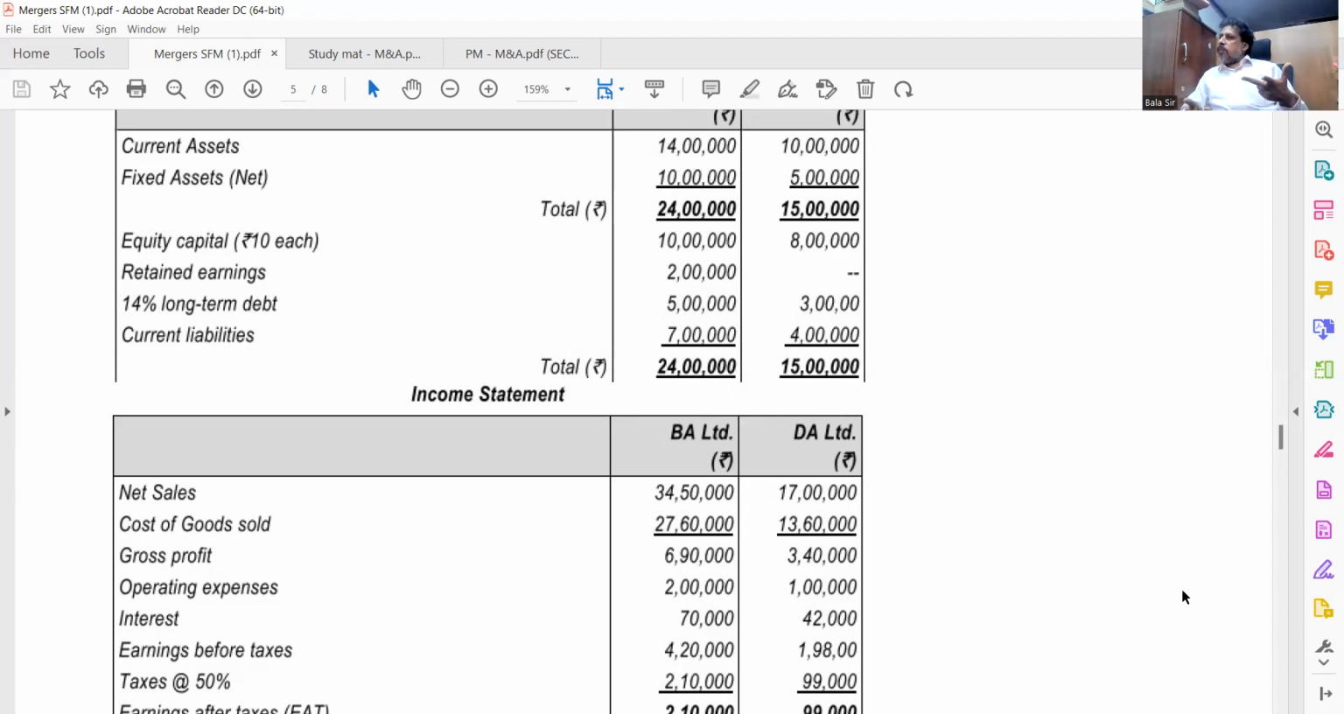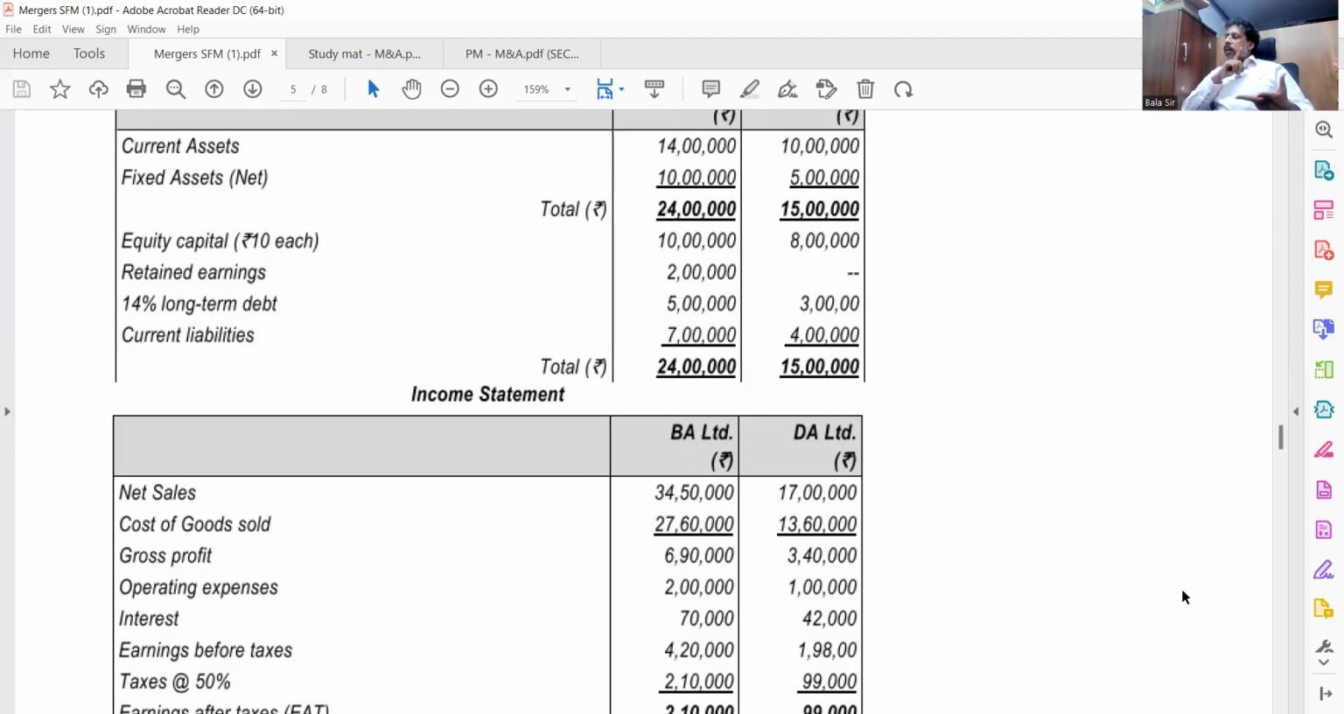What is 2,10,000? Nothing but 2 rupees and 10 paise per share. Divide that by the book value per share, which is 12 rupees. What is 2 rupees and 10 paise divided by 12 rupees into 100? It is 17.5%. Got it? So it is not a surprise that when you apply the return on equity on book value per share, you get EPS.